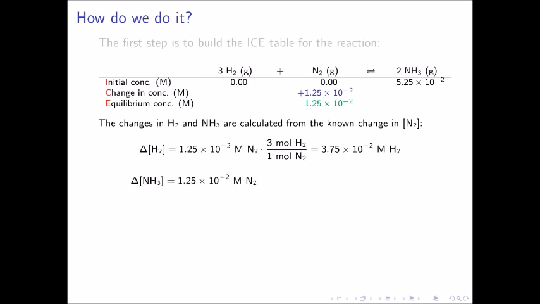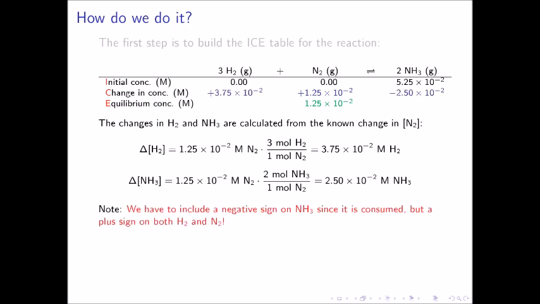Likewise, for NH3 change, we begin with the 1.25 times 10 to the minus 2 molar change in nitrogen. According to the chemical equation, for every mole of nitrogen we consume, we form 2 moles of NH3. When we multiply, we find that the change in concentration of NH3 is 2.50 times 10 to the minus 2 molar. These values can now be added to our table. Notice that because we are back reacting, the concentration of NH3 decreases, meaning that we need a negative sign on that change. And the change in concentration of H2 is positive because we are forming H2 during the back reaction.